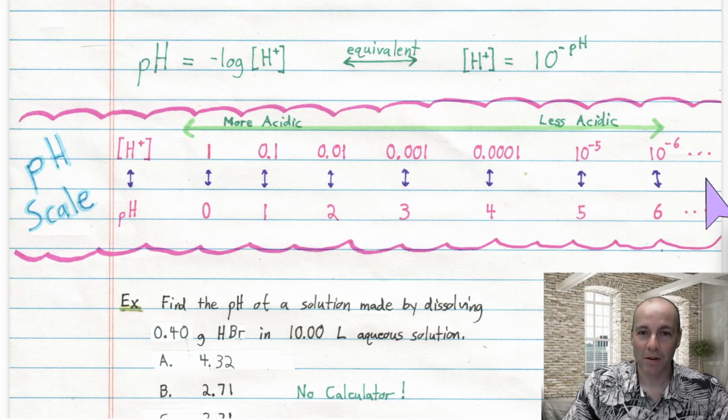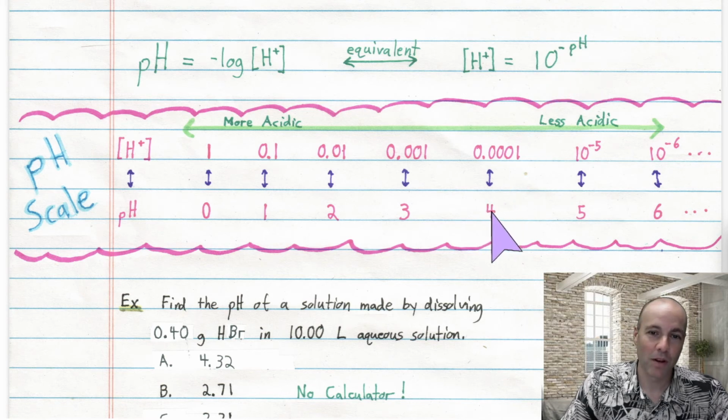And so that's how they're related. The proton concentration is the same as 10 to the negative pH. So if your pH is 4, your proton concentration is 10 to the negative 4.